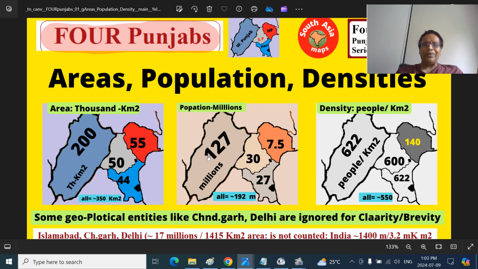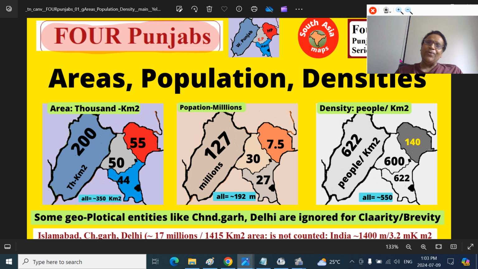You add all of them, you should be around 192 million people who live in this area of 350. What is 350 million square kilometers? It is roughly the size of a European country like Poland, which has around 50 million people or so. Here we are talking about nearly 200 million.